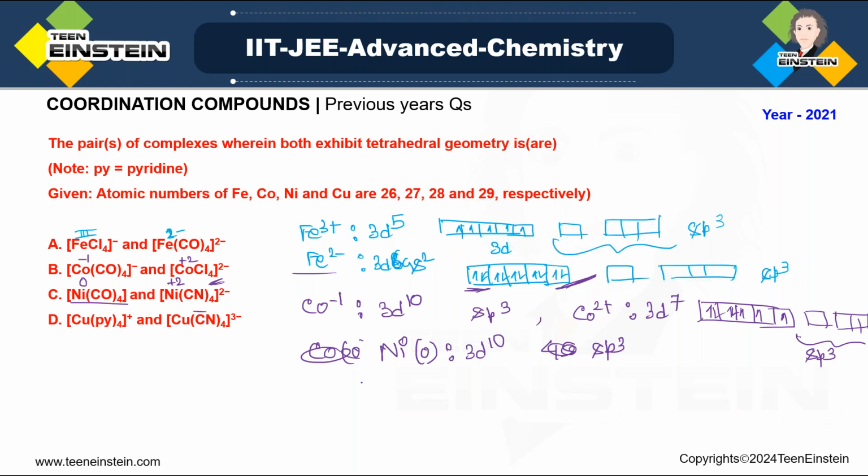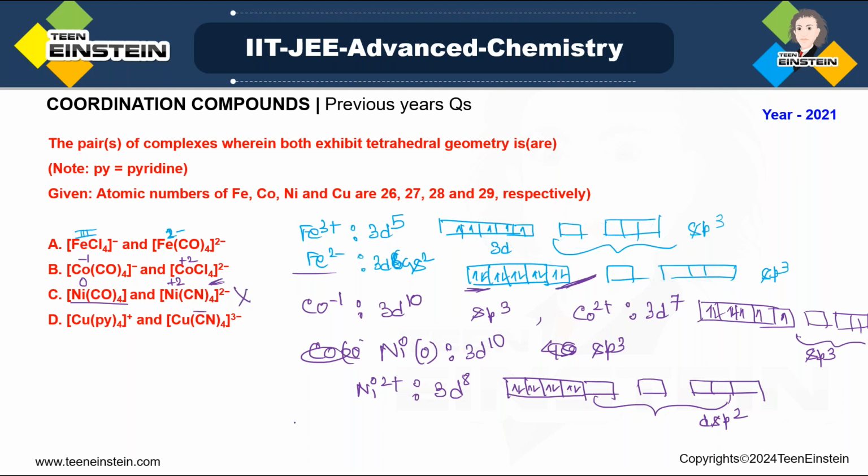Cyano is strong field ligand. So when you are having nickel 2 plus, which is basically 3d8 4s2, but because of that there is transfer of electron. It is nickel 2 plus, that means it will be 3d8. And when it is 3d8, pairing will be there, and you are left with 1 d. So now there will be dsp2 hybridization. So this is not tetrahedral, so this you have to omit.